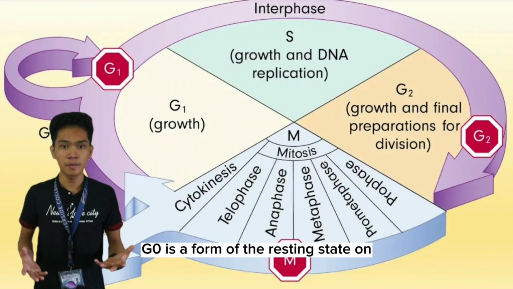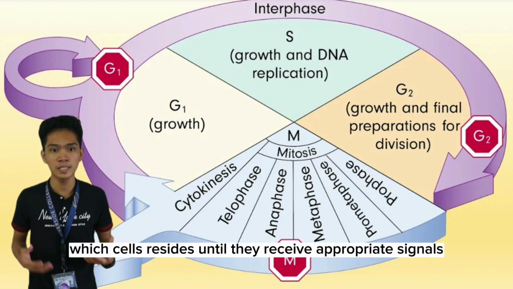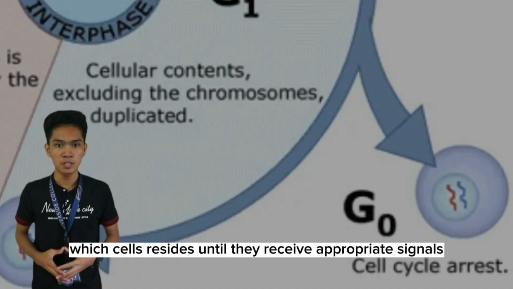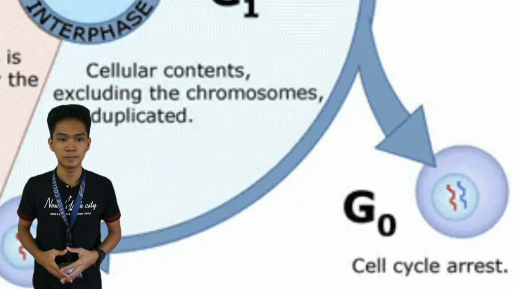G0 is a form of resting state in which cells reside until they receive appropriate signals from growth factors stimulating them to re-enter and progress through the cell cycle.